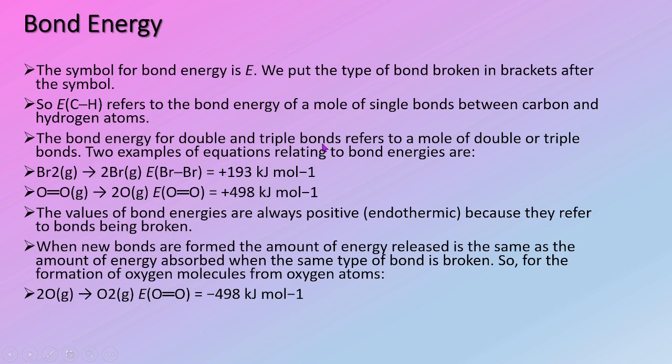The bond energy for double and triple bonds refers to the mole of the double or triple bonds. For example, equations related to bond energies are Br2. Here it is 193. For O, it is 498, so this is plus 498. But when two O atoms make O2, this is minus 498. It means that it is releasing energy at this point.